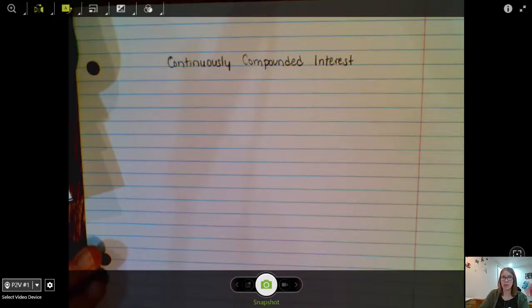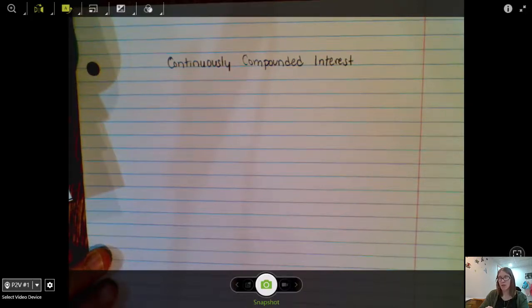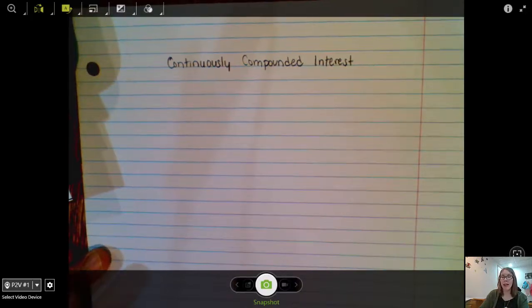So if your interest was added every day, for example, the interest that gets added in my account today is going to earn interest tomorrow. And that's going to change the amount of money pretty quickly. So again, we'll talk more about what compounded interest means and exactly how all of that financial stuff works, but so you have a general idea.